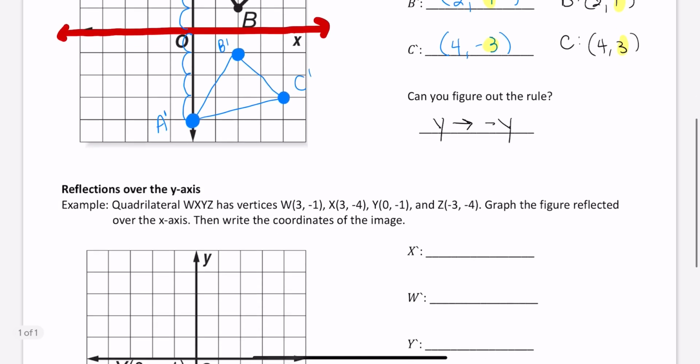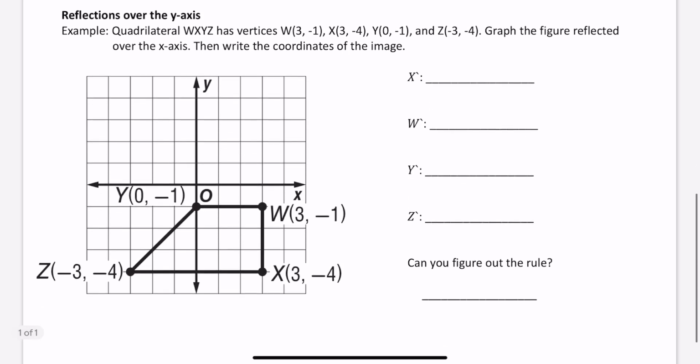All right, let's do an example of reflecting over the y-axis. We're going to do the same thing, but the line we're reflecting over this time is the line that goes up and down, so our y-axis. We're still just going to count, just counting left and right instead of up and down. So let's look at, this is probably the weirdest one, Y. The coordinates of Y here are 0, -1. It's 0 distance away from the line we're reflecting over, so it's just going to stay where it is. So that's going to stay Y prime.